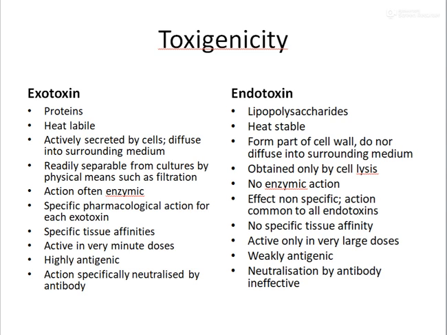Exotoxins are extracellular in nature, and they are secreted by the cells and diffuse into the surrounding media. But endotoxins, as the term implies, form a part of the cell wall and do not diffuse into the surrounding media. Exotoxins are proteinaceous in nature and heat labile. That is, on heating, the toxic nature of that particular toxin will be lost. On the other hand, endotoxins are lipopolysaccharides, and they are heat stable.